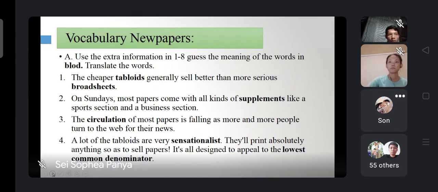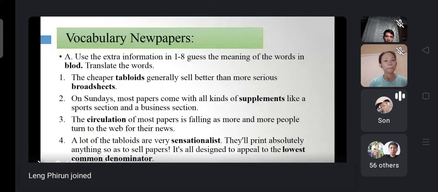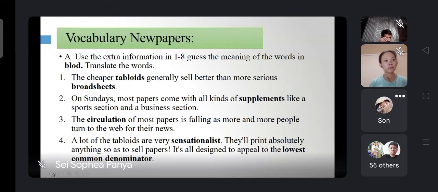Number 4, a lot of tabloids are very sensationalist. They will print absolutely anything so as to sell papers. It's all designed to appeal to the lowest common denominator. So sensationalist here means presenting stories in a way that is intended to provoke public interest or excitement at the expense of accuracy.